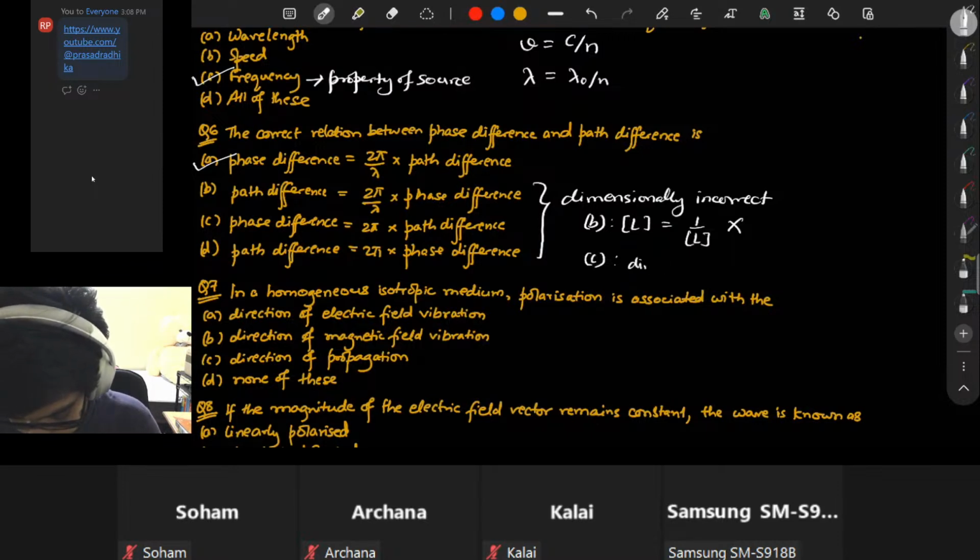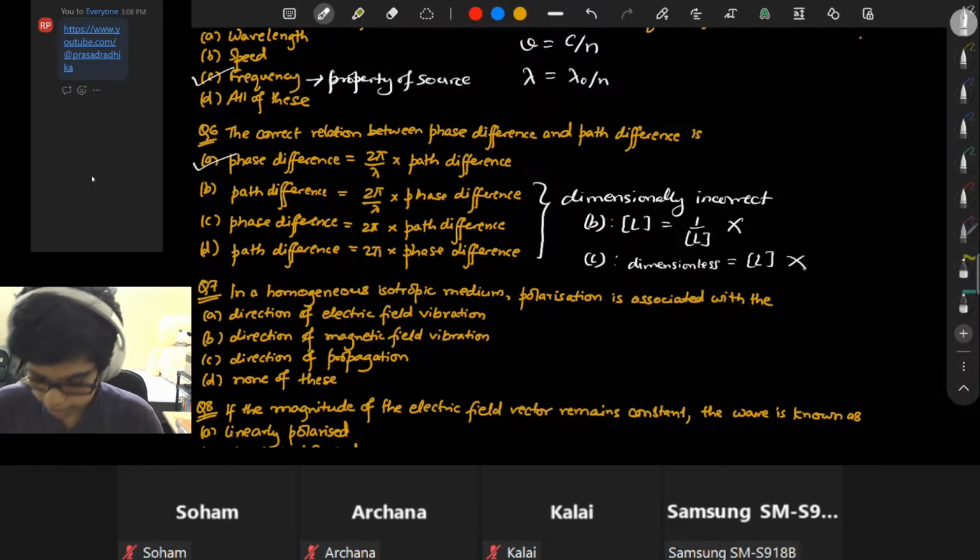So dimensionless is equal to, you are saying on the right hand side, we have path difference, which has dimensions of length. Again, this doesn't make sense. The dimension of length cannot be a dimensionless quantity.